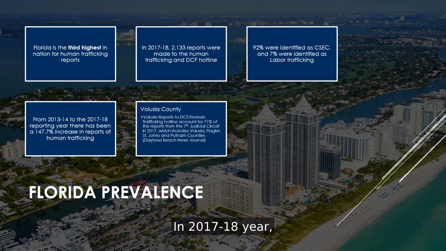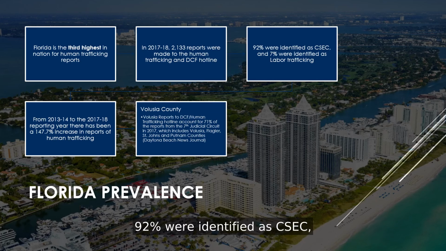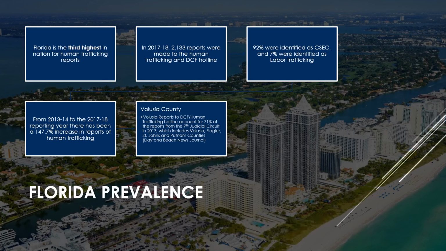In the 2017-18 year, 2,133 reports were made to the Human Trafficking and DCF hotline. 92% were identified as CSEC, and 7% were identified as labor trafficking. From 2013-14 to the 2017-18 reporting year, there has been a 147.7% increase in reports of human trafficking.